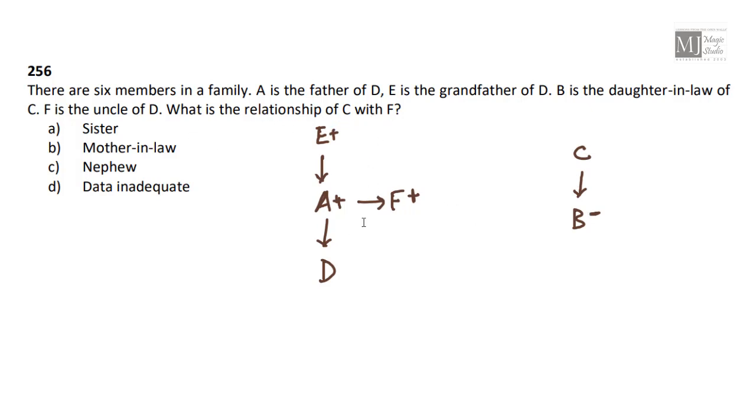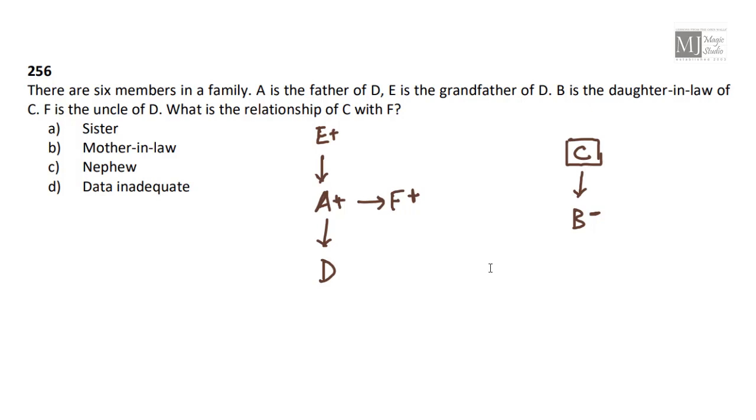What is the relationship of C and F? F is male. Fine. C, don't know. B is just daughter-in-law of C. But is it that B is wife of F or wife of A? We don't know. The relation of B and C is not given. We cannot identify it properly. Thus, the relationship between C and F is also not clear.